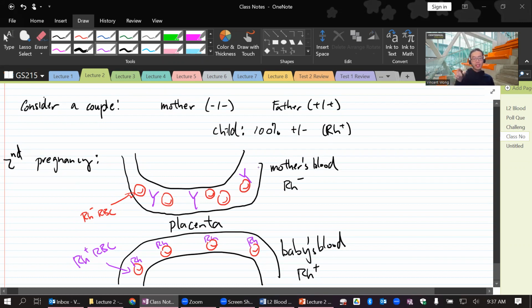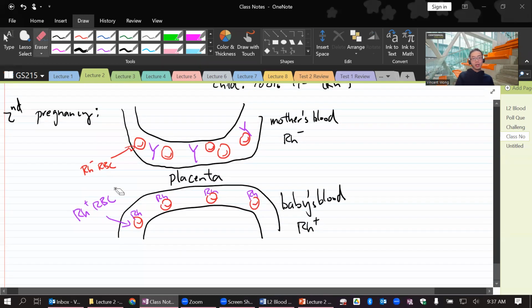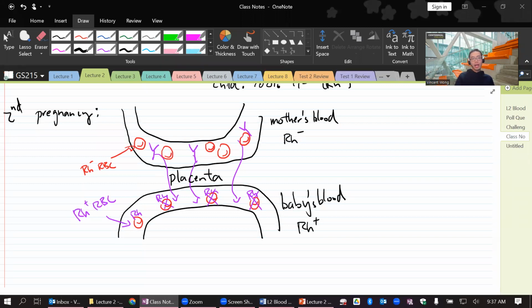Because the mother was sensitized during the first pregnancy, she will have anti-Rh antibodies in her system now. So during the second pregnancy, some of these anti-Rh antibodies will cross the placenta, and then they will attack the baby's red blood cells. Okay? And that is bad news for the baby, right?